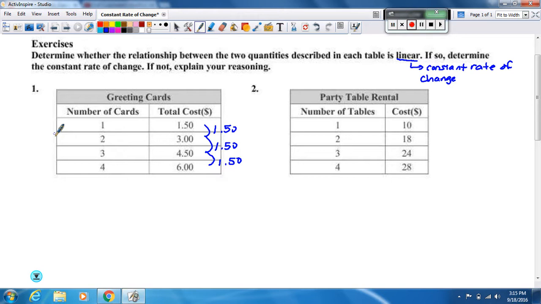Now you test the number of cards. From 1 to 2 is going up 1. 2 to 3 is going up 1. 3 to 4 is going up 1. If everything's the same for each individual part, things are changing constantly. This is a constant rate of change. And because it has a constant rate of change, this is linear.